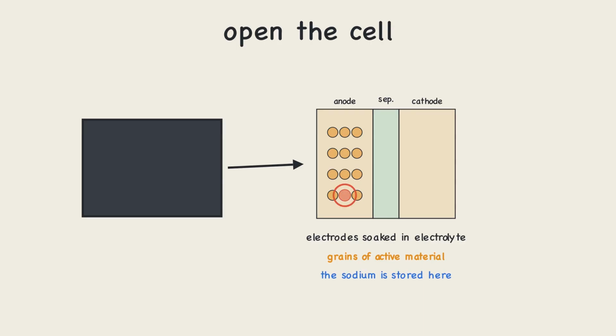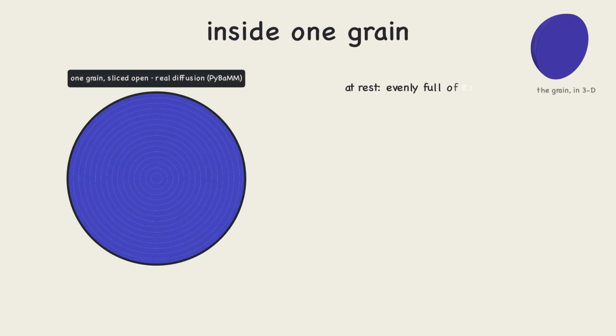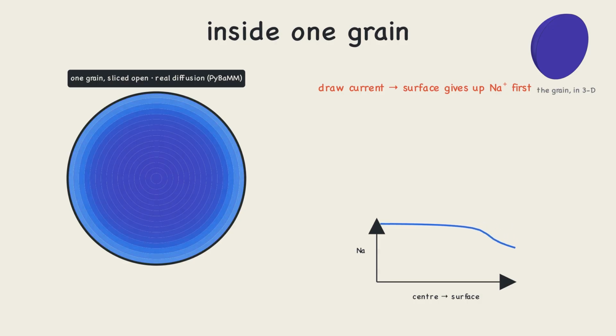At rest, the grain is evenly full of sodium. Now we draw a current. The surface hands over its sodium first. But deep inside, the core is still full. So a difference builds up. The edge runs low, the middle stays rich. And sodium has to move from the crowded core toward the empty edge.